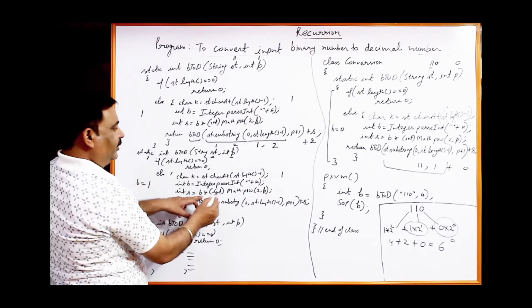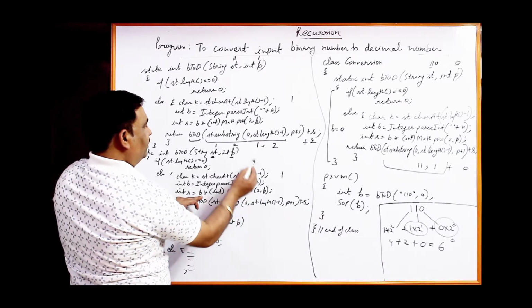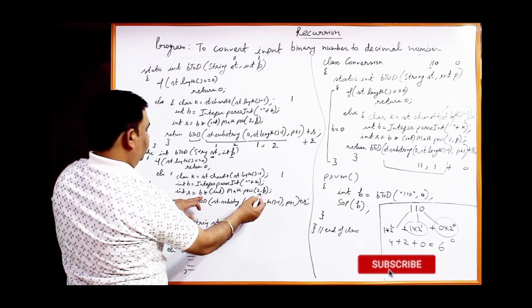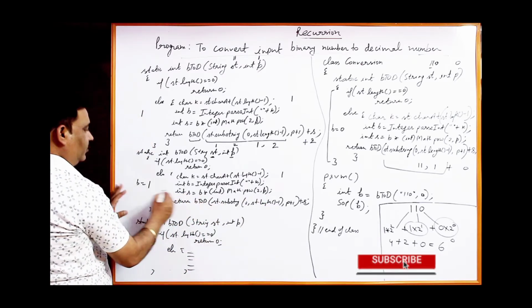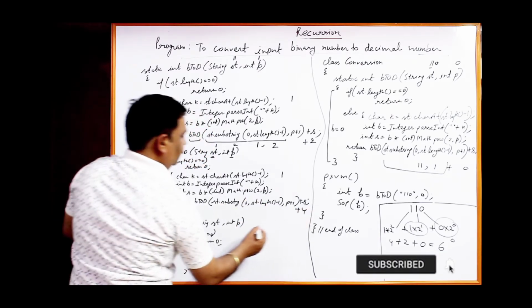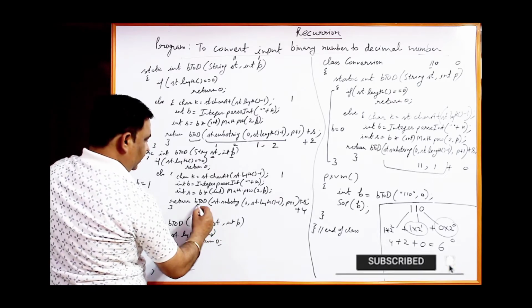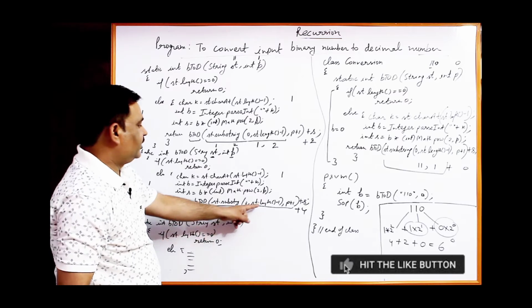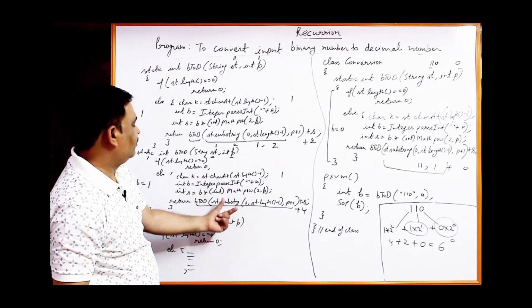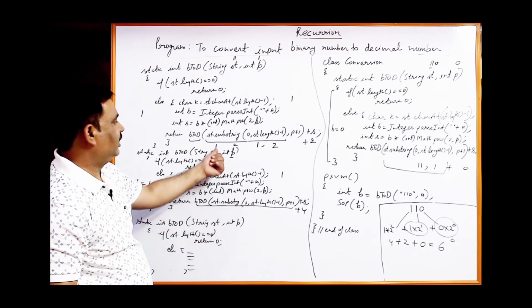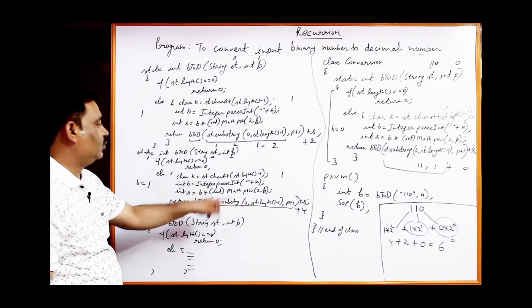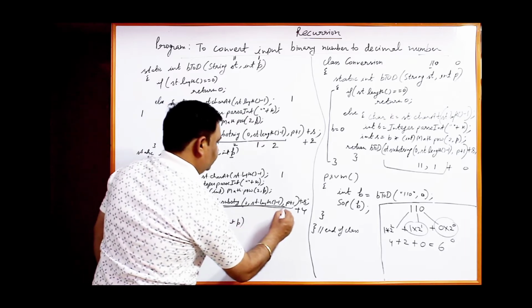Now 1 into 2 raised to power p, p is now 2, 2 raised to power 2 is 4. So 4 into 1, 4, s will be 4. And again call the function by passing 0 comma st dot length minus 1 using the substring function. So nothing will be passed, empty will be passed, so length will be 0, it will return 0 to this function.